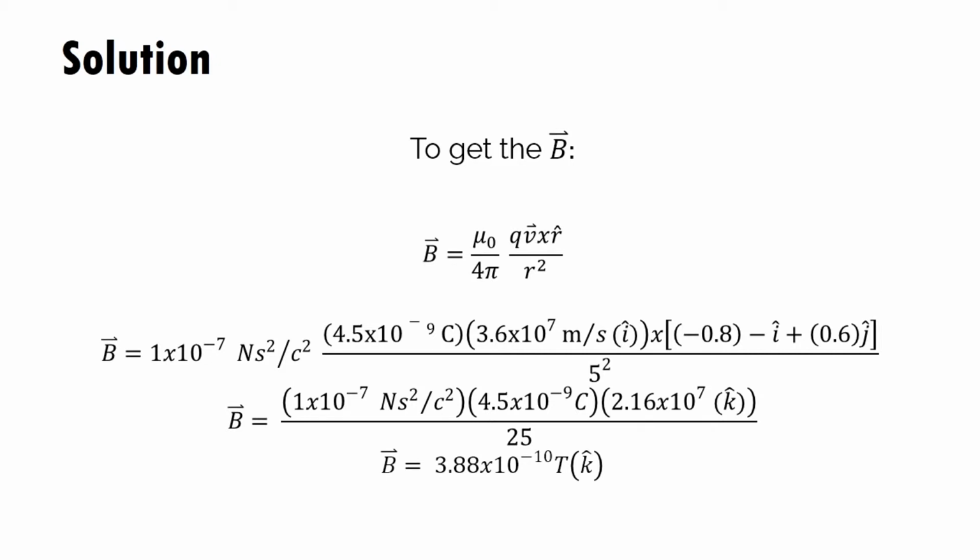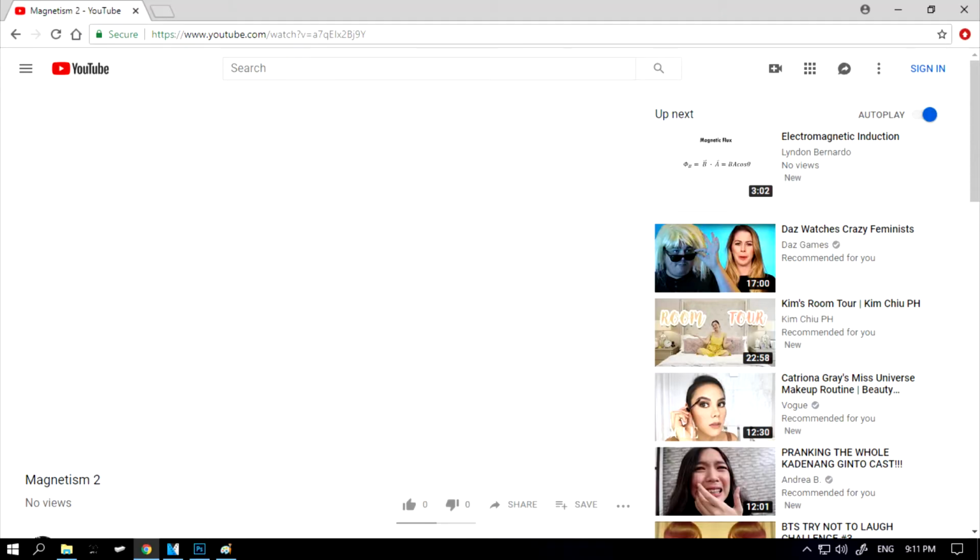Let's multiply first the directions. Positive i hat times positive j hat is equal to positive k hat. Now, 3.6 times 10 to the power of 7 multiplied by 0.6 is equal to 2.16 times 10 to the power of 7. So the answer for this is 2.16 times 10 to the power of 7 positive k hat. Multiply all the values in the numerator, divide by 25, then the B vector is equal to 3.88 times 10 to the power of negative 10. The unit is Tesla and the direction is positive k hat. And that's all for Magnetism 2. Thank you all for listening.